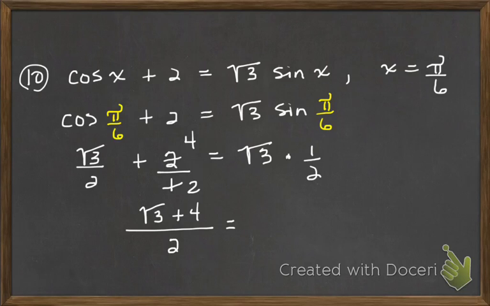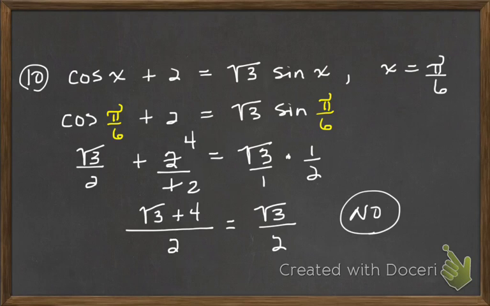And on the right-hand side, we're multiplying, so we don't have to find a common denominator. We just do top times the top, bottom times the bottom, and we get square root of 3 over 2. So is the square root of 3 plus 4 over 2 equal to the square root of 3 over 2? No, it's not. So pi over 6 would not be a solution. So there's an example of where an x that they gave you was not a solution.